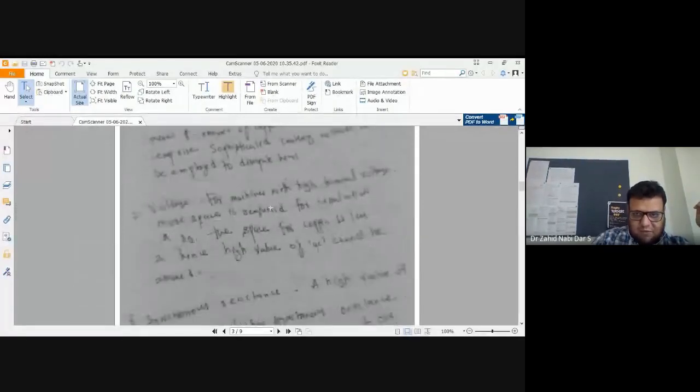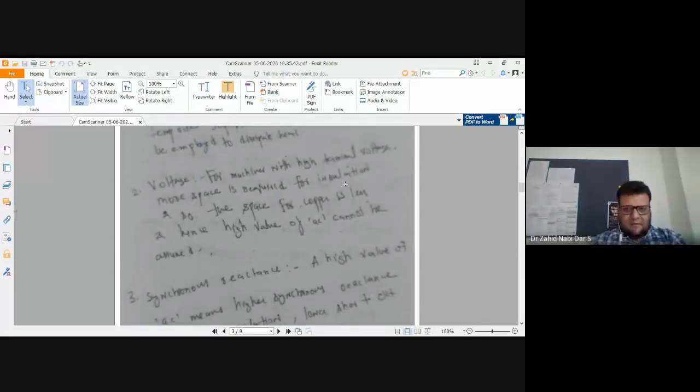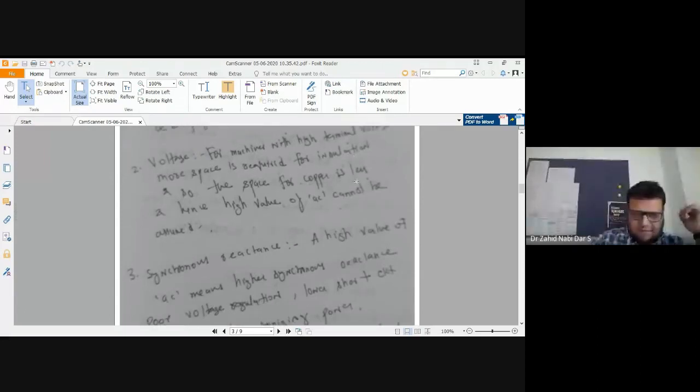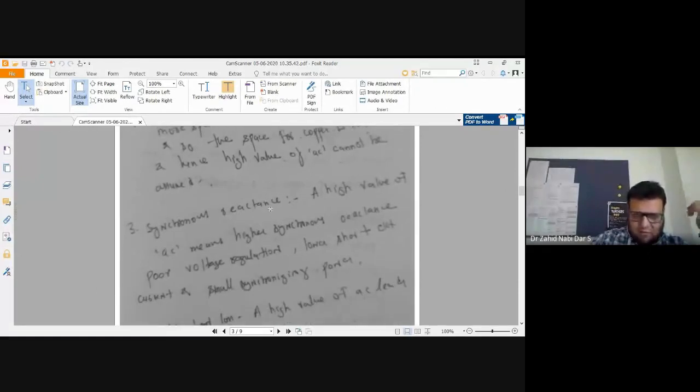For machines with high terminal voltage, more space is required for insulation. As your voltage increases, your insulation level increases. So if your voltage is less, your insulation level will be less. For machines with high voltage, more space is needed for insulation, and so the space for copper is less. Hence, a high value of AC cannot be assumed for high voltage machines.